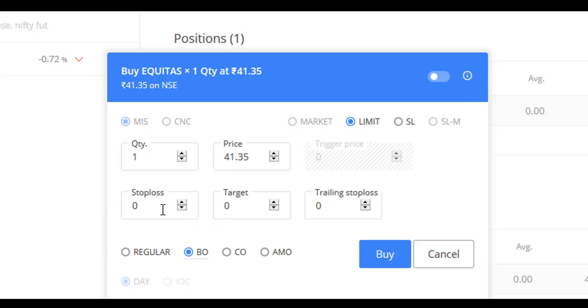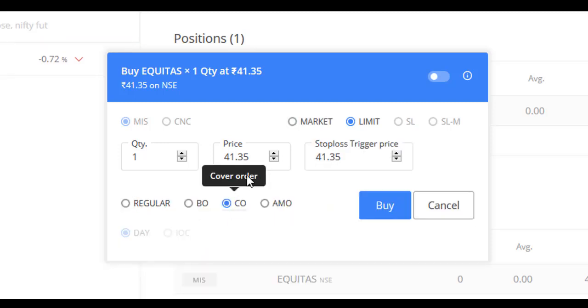On the bracket order, you can place a stop loss, target, and a trailing stop loss. Stop loss, we know, is our insurance for our trade, and a target is the take profit. And the trailing stop loss, we also know, keeps moving as the price keeps moving, and the stop loss also keeps moving along with the price. I will explain this in another video. The trailing stop loss is easy to understand. There are a lot of videos available on the internet. Also you can read articles about it on Google.